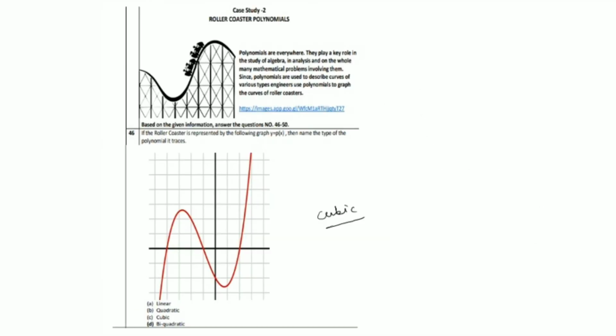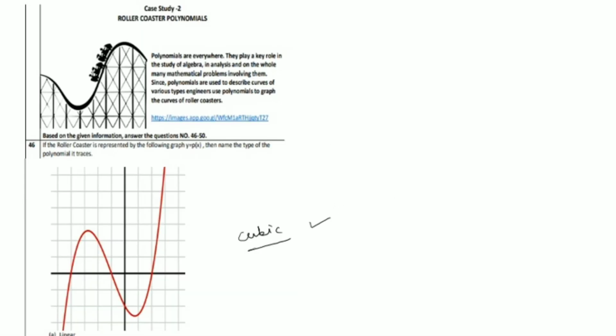Now in the case study, here you can see a roller coaster. In question number 46, the question is, if the roller coaster is represented by the following graph y = p(x), then name the type of the polynomial traced. Obviously it is a cubic polynomial. So it is option C.